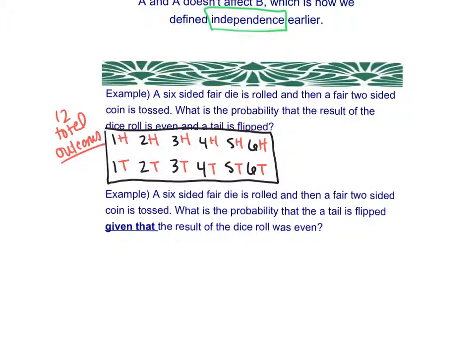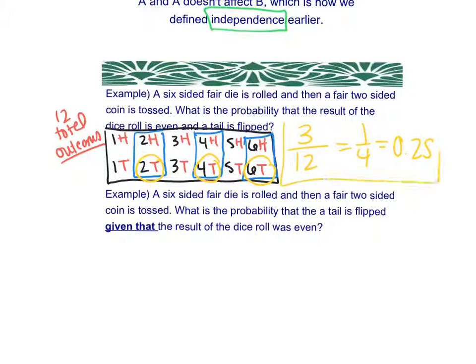So I want to know what the probability is that a dice roll is even. So I'm looking at all the even dice rolls here, and a tail is flipped. So when I make that smaller, I can see there's only 3 times out of the 12, or 1/4, or 0.25, there's a 25% chance that's going to happen, that I get an even roll and a tail is flipped.